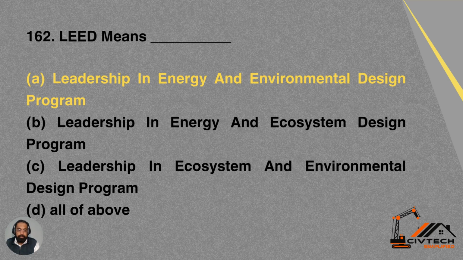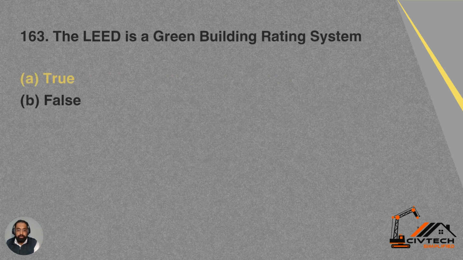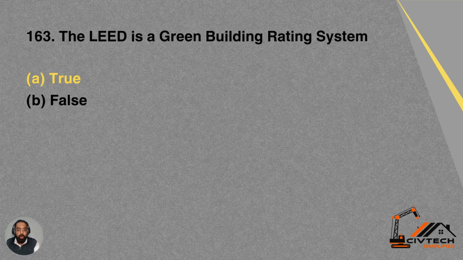162. LEED means. What is LEED? Option A, leadership in energy and environmental design program. Option B, leadership in energy and ecosystem design program. Option C, leadership in ecosystem and environmental design programs. And option D, all of the above. So LEED means leadership in energy and environmental design program. A is the correct answer.